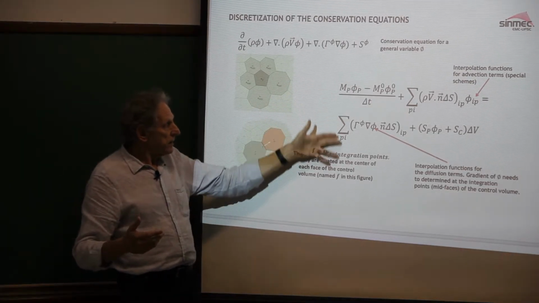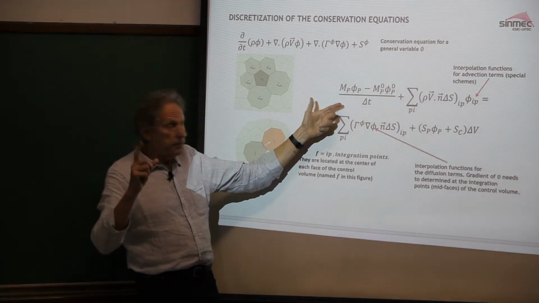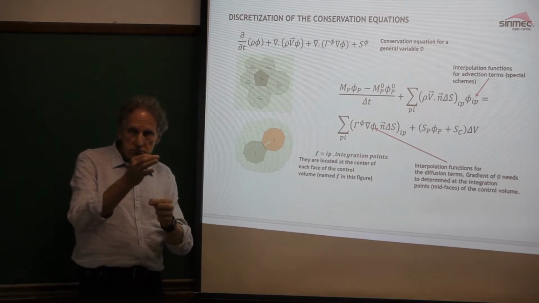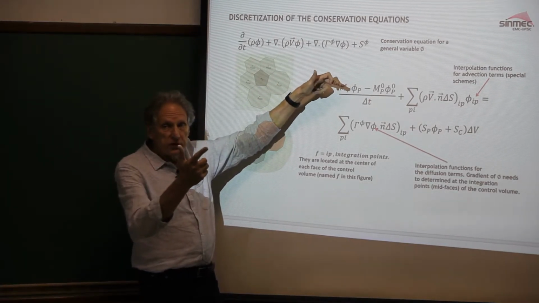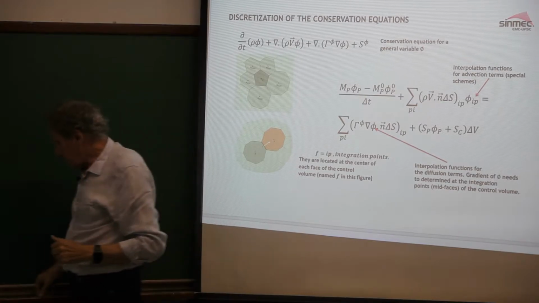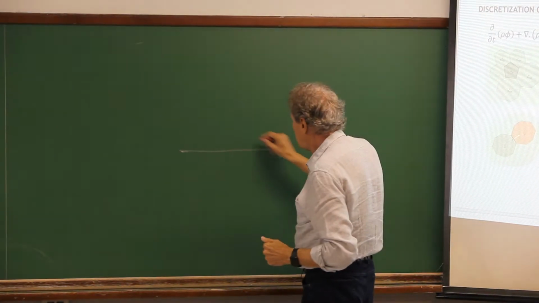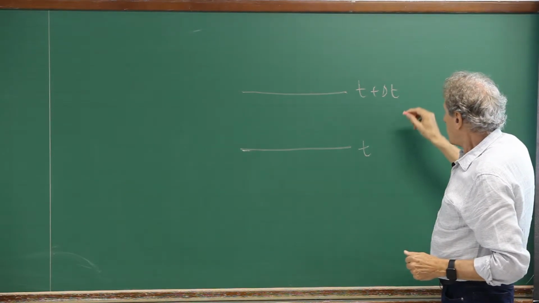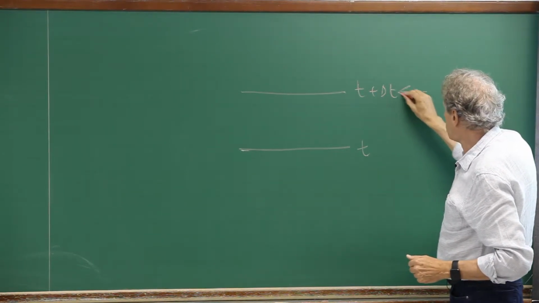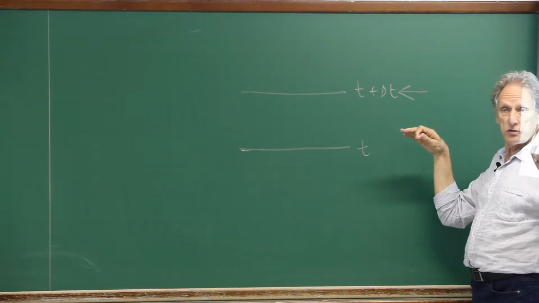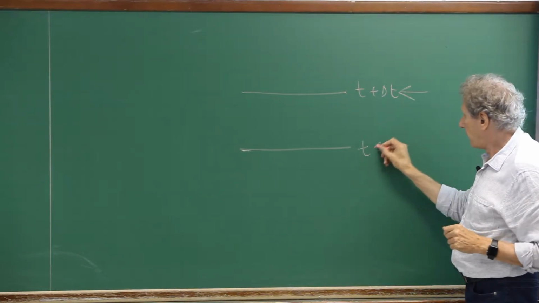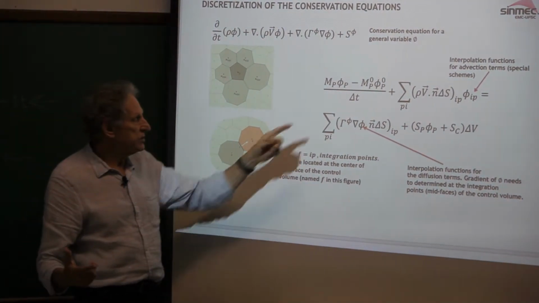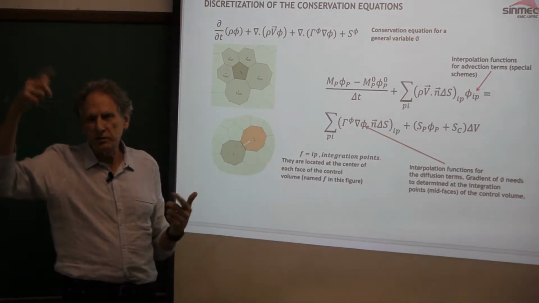And the integration of the transient term is here. What we are using here is a backward difference in time. No superscript is the new time level. If you have two times, t and t plus delta t, variables at this time level carry no superscript, and at time t they carry the superscript old. Sometimes we say phi at zero, so it's old in fact.